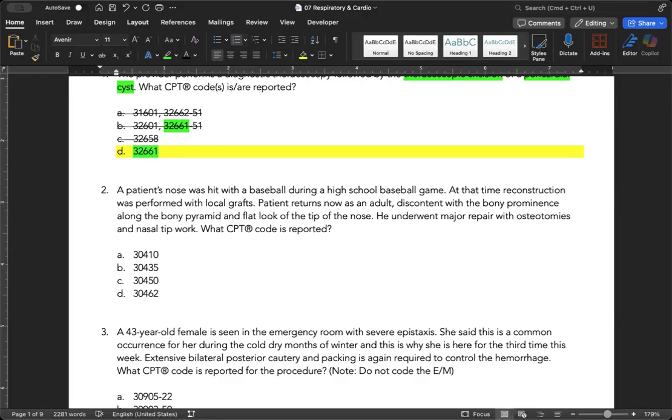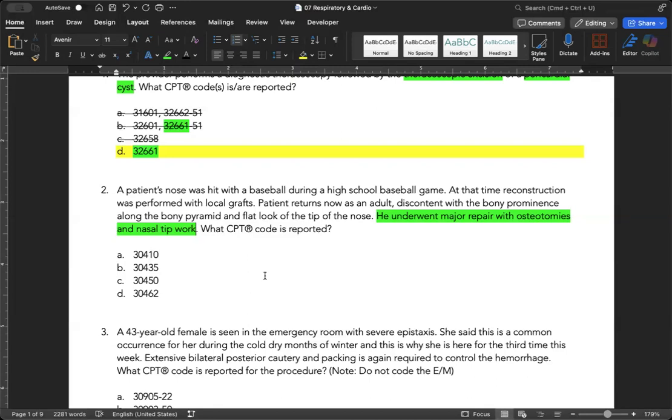So, coding from scratch on this one. Our procedure that we did is this major repair with osteotomies and the nasal tip work. So we need to realize that the procedure that we've done, if we're looking this one up from scratch, is a plastic repair of the nose, right? It's a nose job. So our medical term for a nose job or plastic repair of the nose is a rhinoplasty. So in the alphabetic index, we'll go to rhinoplasty.